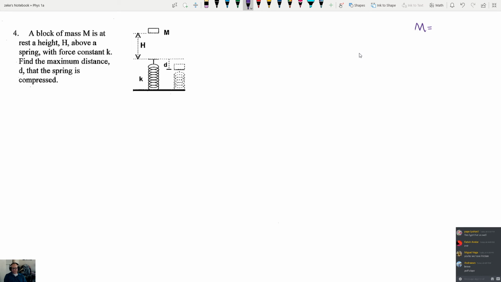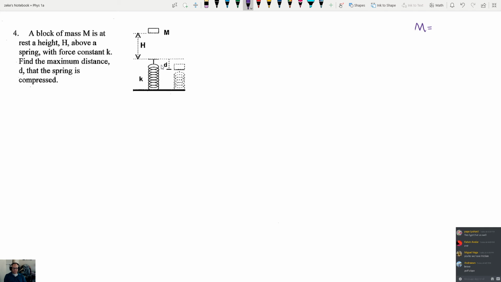So that's the scenario. Block starts up here. It's dropped onto some kind of platform that can support its weight. The block hits the platform, which then causes the spring to compress. And at some point, the block is going to turn around and start going back upwards. And what we're interested in is the point at which the block reaches its maximum compression. Okay? That's what we want to do. Now, let's talk in general about how you approach these problems.